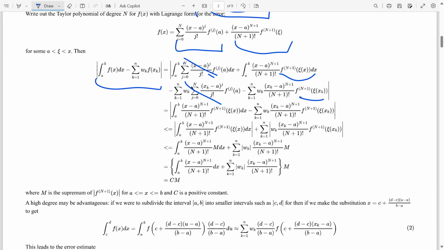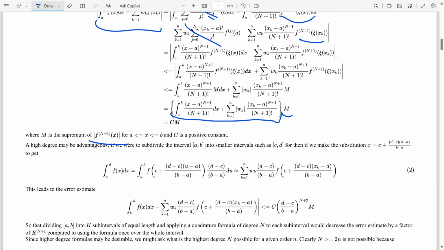It should not be surprising that we can demonstrate an error bound that contains a number depending only on the quadrature formula and the supremum of the absolute value of the n plus first derivative of f over the interval of integration. Given another finite interval of integration from c to d, we can map it to the interval from a to b via this change of variables, resulting in this generalization of the original quadrature formula.